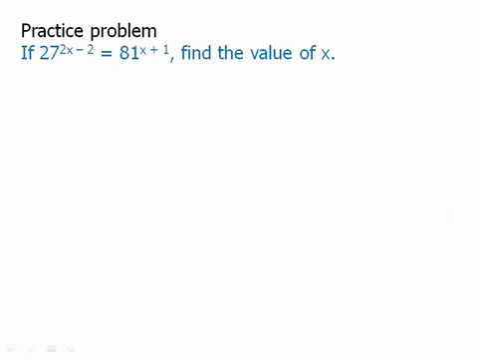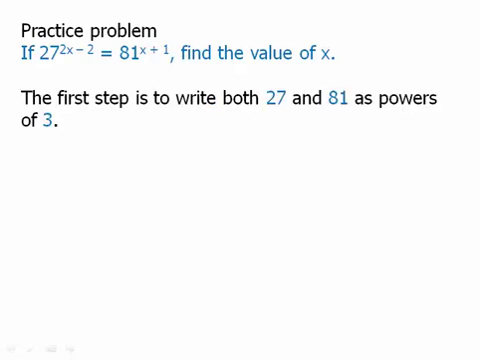Here's a practice problem along these lines. So this now is a problem as it might appear on the test. Pause the video and then we'll talk about this. Okay, well, 27 and 81, we can't write 27 as a power of 81 or 81 as a power of 27. The first step is to recognize that both 27 and 81 are powers of 3, and we can rewrite them as powers of 3. 27 is 3 to the third, 81 is 3 to the fourth.